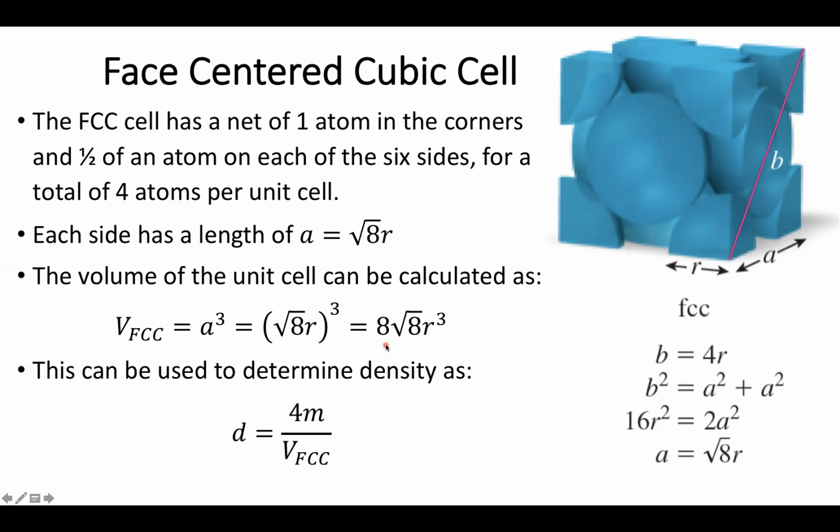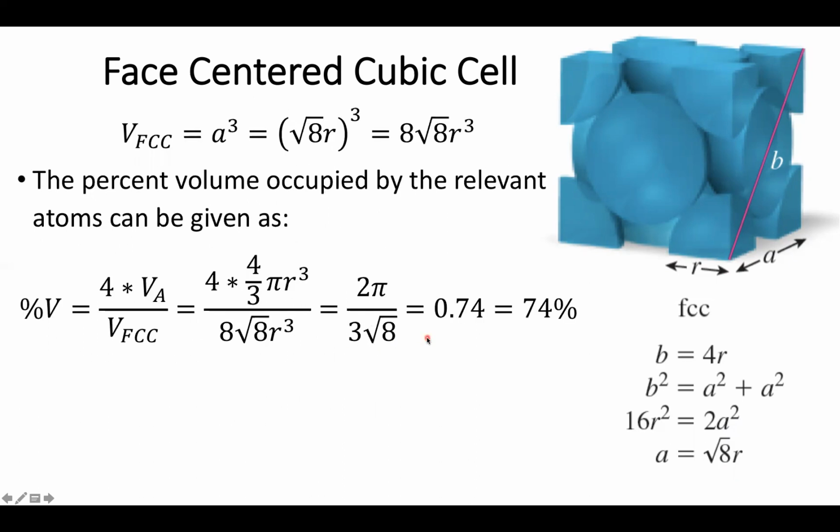But I can use this to then determine the density. Now note, instead of having 1 mass, twice mass, I now have 4 atoms. So it's 4 times the mass of that atom divided by this volume. So you will need to know the mass of the atom and its weight and its size.